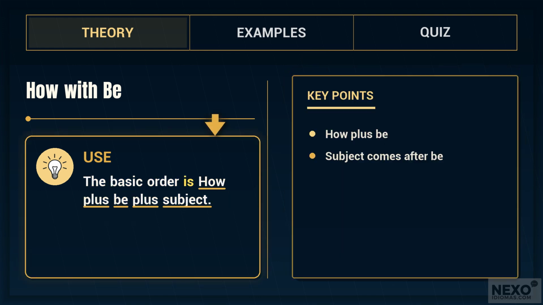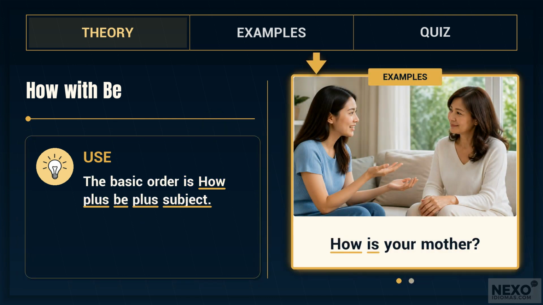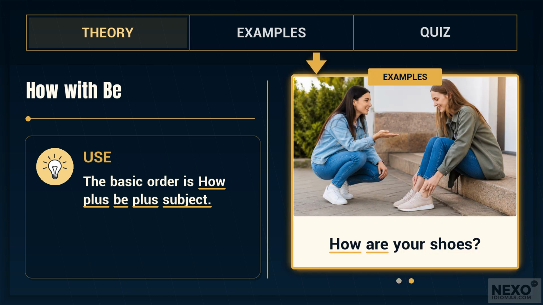The basic order is how plus be plus subject. Example. How is your mother? Example. How are your shoes?